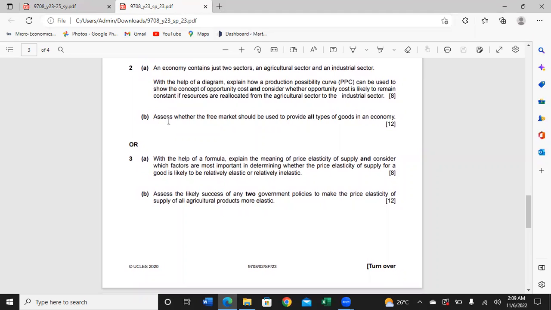Assess. Now the question word is assess whether the free market should be used to provide all types of goods in an economy. So this is a discussion type. You have to do your assessment, write about the free market system, what it does and what it does not. Then evaluate the whole economic system at the end, and provide your own opinion on whether it is able to provide all types of goods. You know, it is not providing all types of goods. Public goods are not provided, merit goods are underprovided, demerit goods are overprovided. So all these things you have to write in your evaluation.